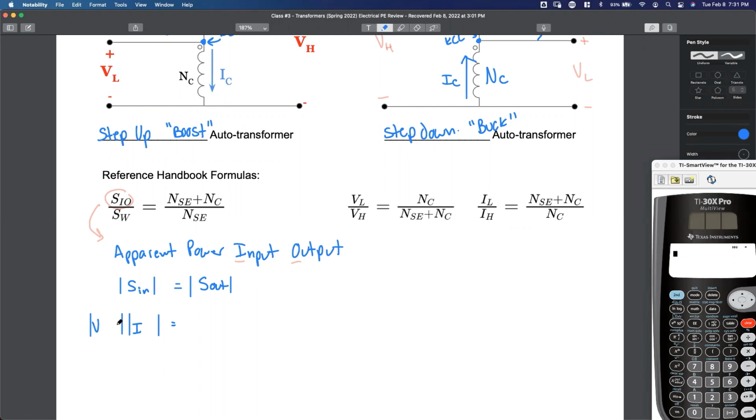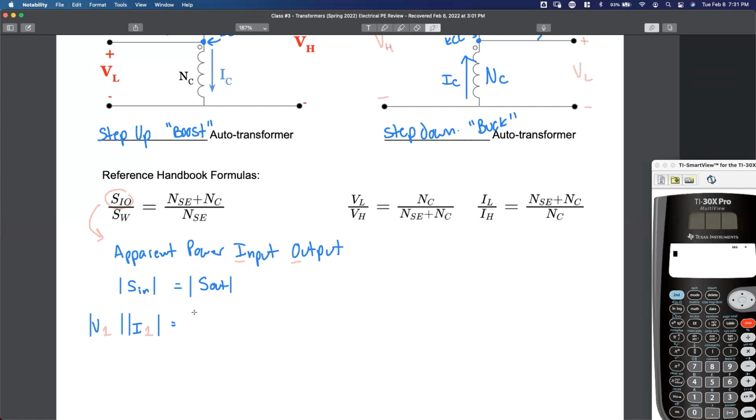If this is our input power, which V is this and which I is this? And for now, don't worry about H and L. Give me 1 and 2 first, and then we'll use H's and L's. Yeah, this is going to be V1 times I1, right? The voltage on the primary times the current on the primary gives me my input power.